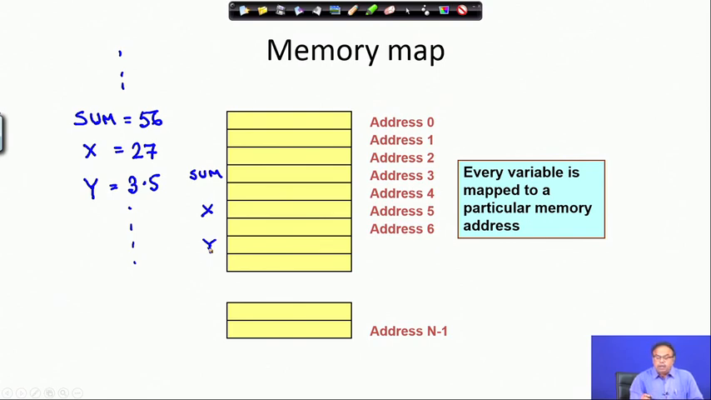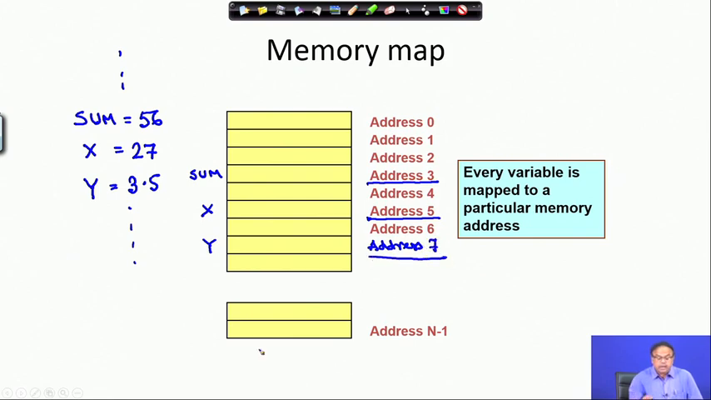Therefore, sum can be identified now by the computer, the CPU. When it runs the program, whenever sum appears in the program, the compiler will convert it to the corresponding address of sum. Sum has got the address 3, x has got the address 6 and y has got the address 7.